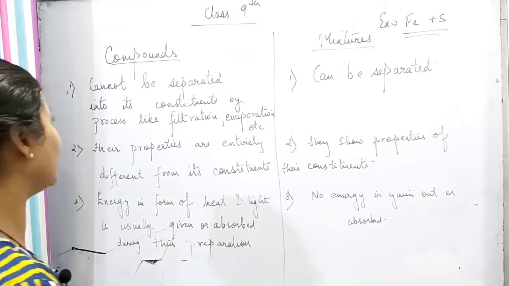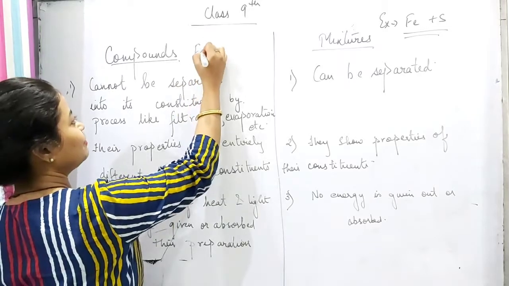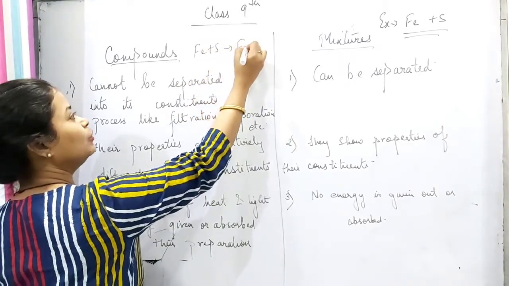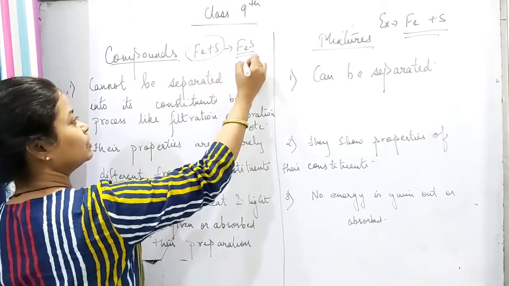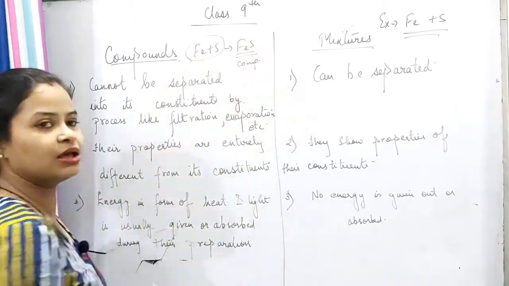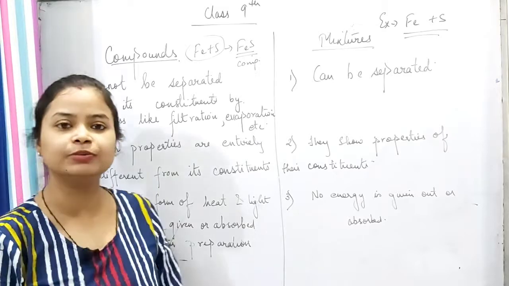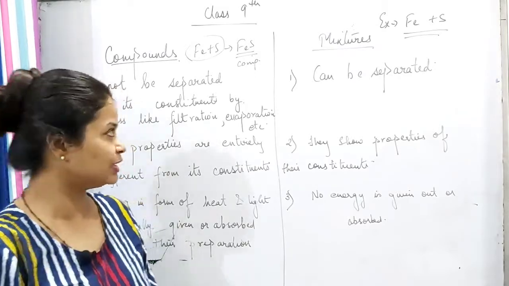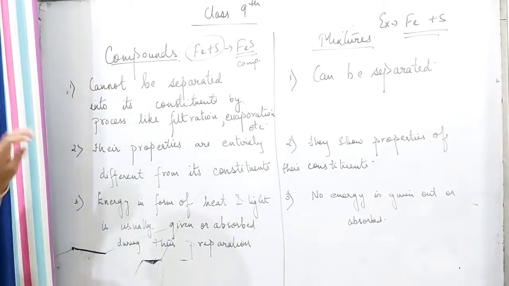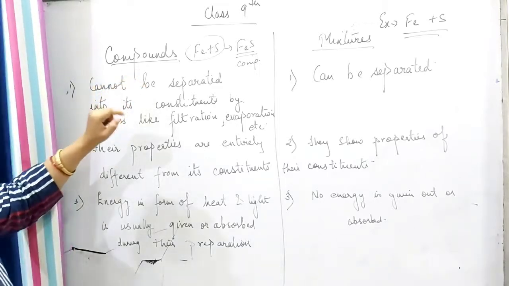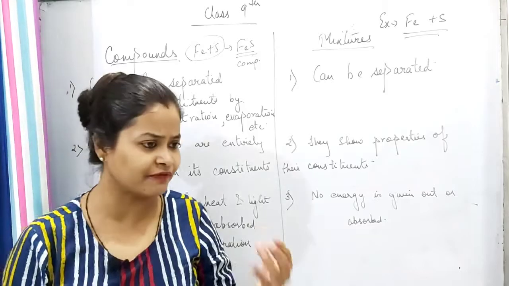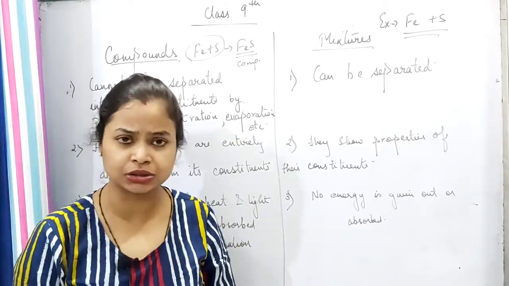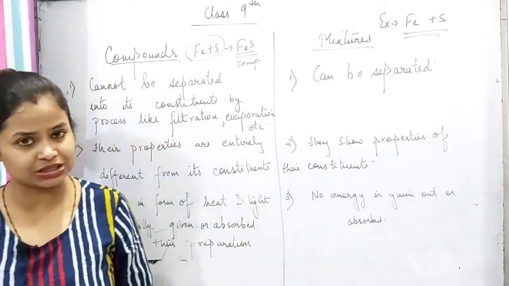In the case of compounds, again it will be Fe plus S, but now because it is a formation, this will be the compound FeS. That will be the compound form. So let us see now. The first difference is, compounds cannot be separated by simple processes like evaporation, filtration, magnetic separation, etc.